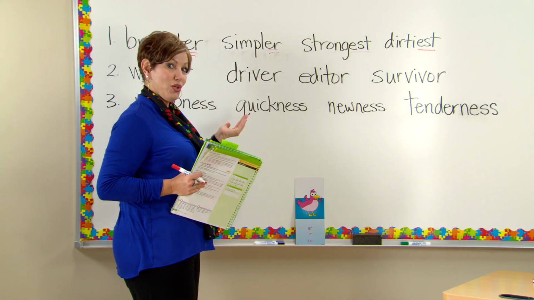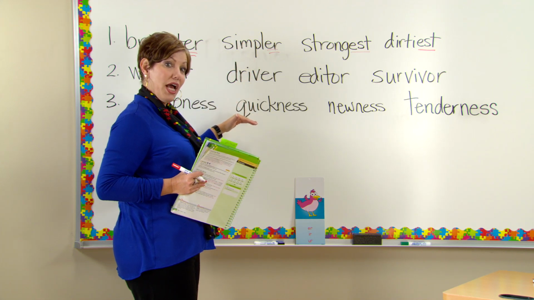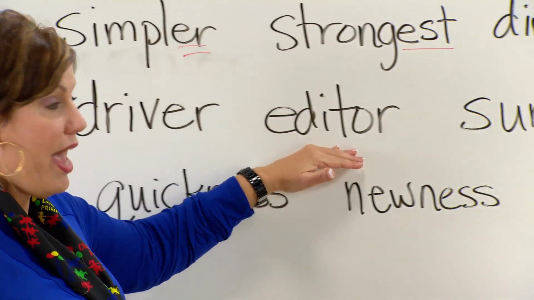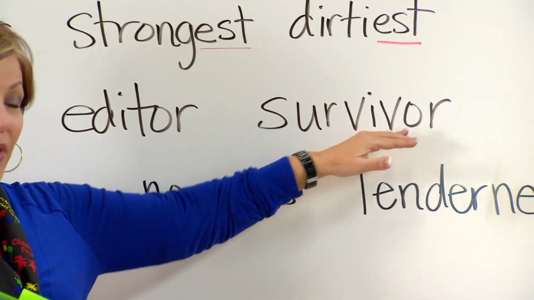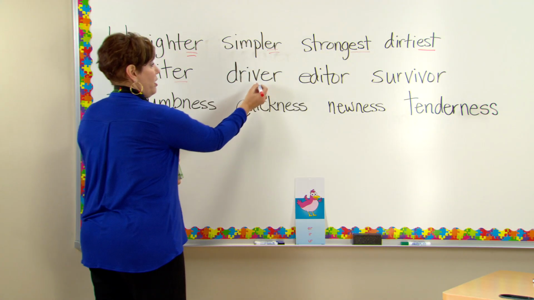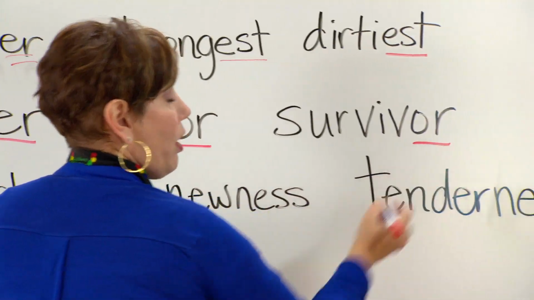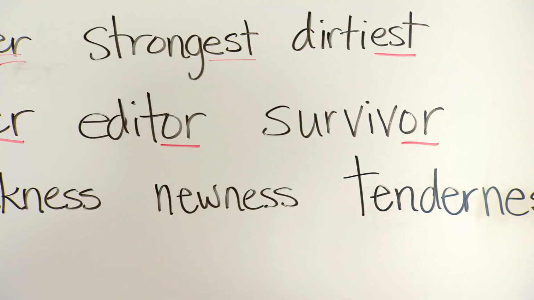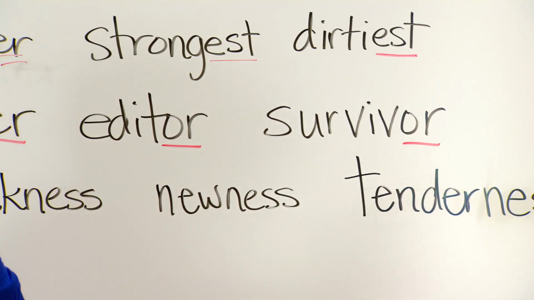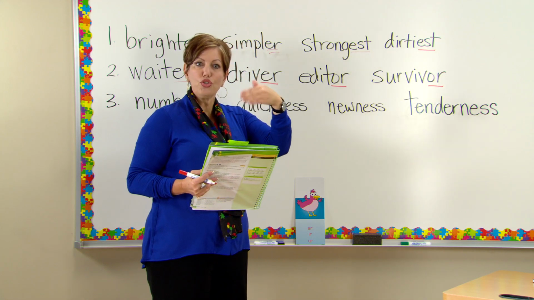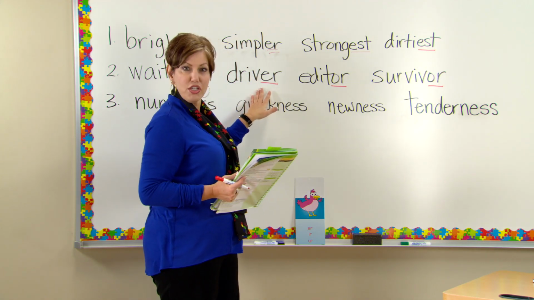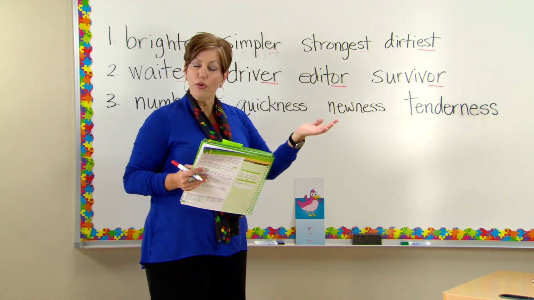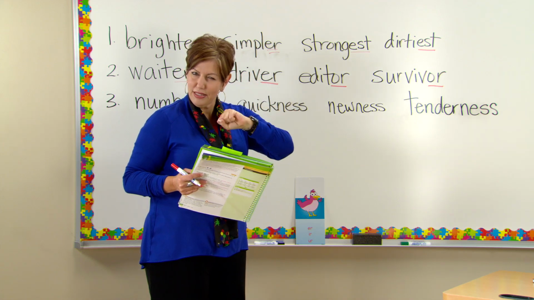There's a different purpose for line 2. When we do word analysis, we have purposes for each line, okay? So now we're looking at waiter, driver, editor, and survivor. Now we're going to look at the suffixes ER and OR. And we explain to the students that these are suffixes that we add to verbs. When we add these suffixes to verbs, they become nouns. They are the person who does this verb. Does that make sense? So the driver does what? He drives. So these suffixes actually change the verb to a noun, the person who does that action. Does that make sense? Okay.